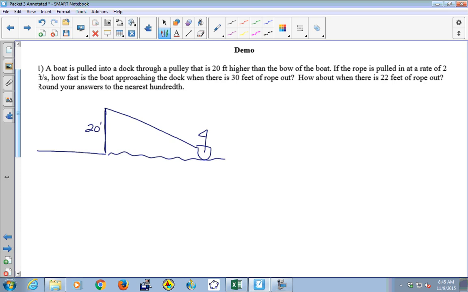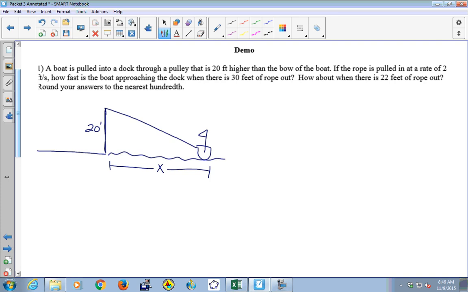If the rope is pulled in at a rate of 2 feet per second, now that's a rate. I can't put that in the picture because a picture is a static thing, right? The picture is not moving, so I can't write 2 feet per second on the picture. So I'll just keep that in my head for a minute. How fast is the boat approaching the dock? So I want to know how fast this distance is changing, so let's call that x. I want to know how fast that distance is changing when there's 30 feet of rope out. And then when there is 22 feet of rope out.